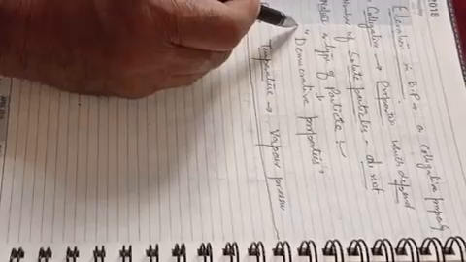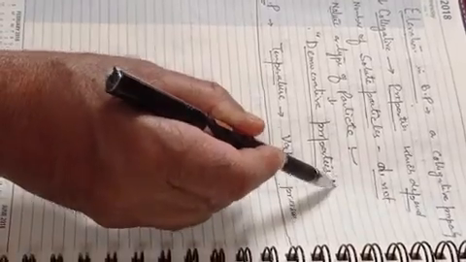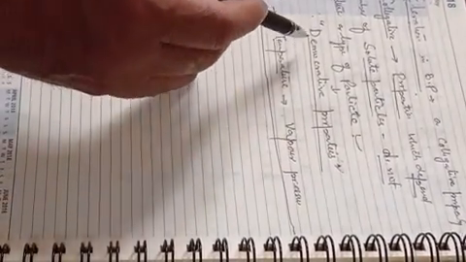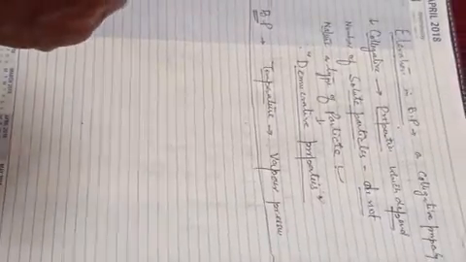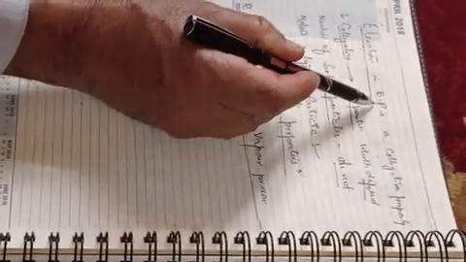These properties are sometimes also called democratic properties, because in a democracy the number of persons is counted; the number of persons matters, so they are called democratic properties. Now, before studying the elevation in boiling point, we will study what the boiling point is.